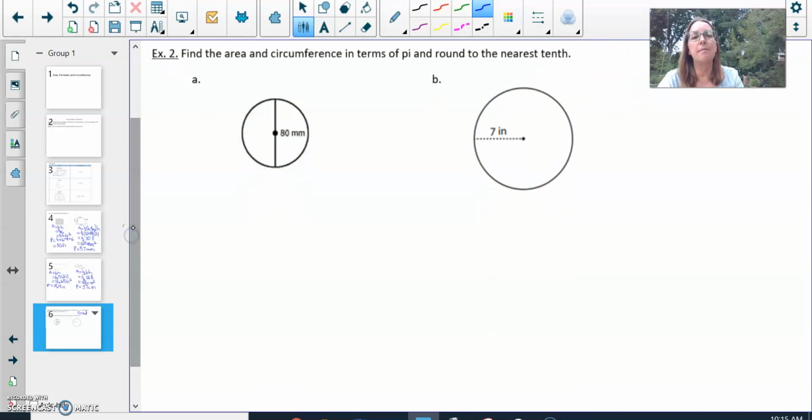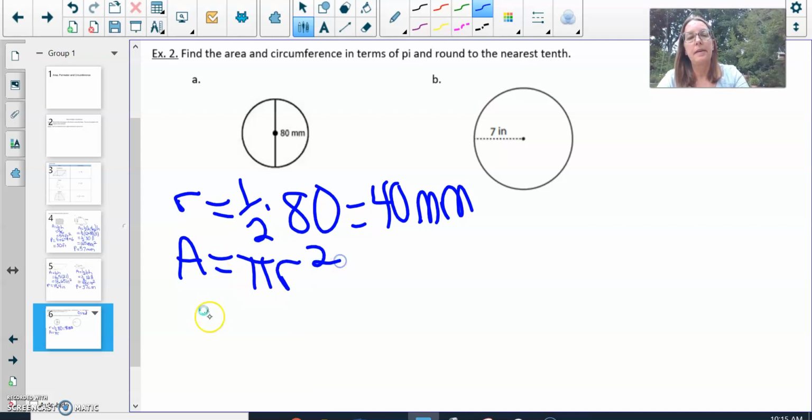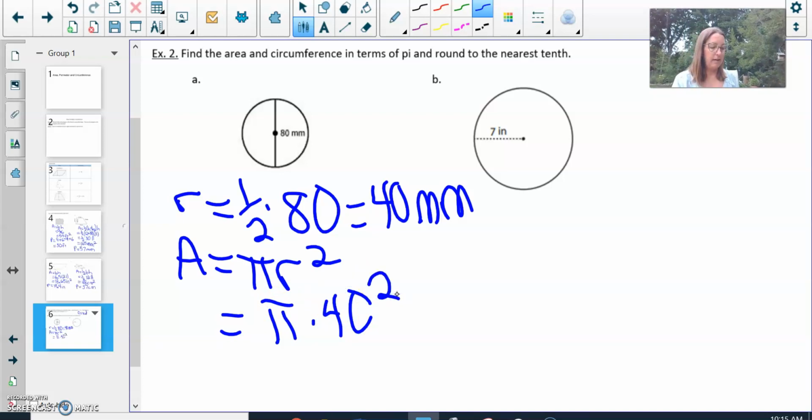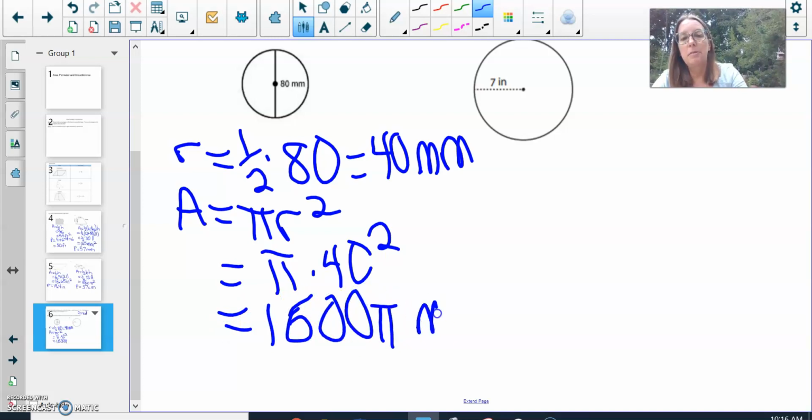So my first circle, they give me the diameter. So first, I'm going to find the radius. So I multiply the diameter by 1/2. So half of 80 would be 40 millimeters. Then for area, I do pi r squared. So it's pi times 40 squared. Use my calculator. 40 squared is 1,600. So my area is 1,600 pi millimeters squared.